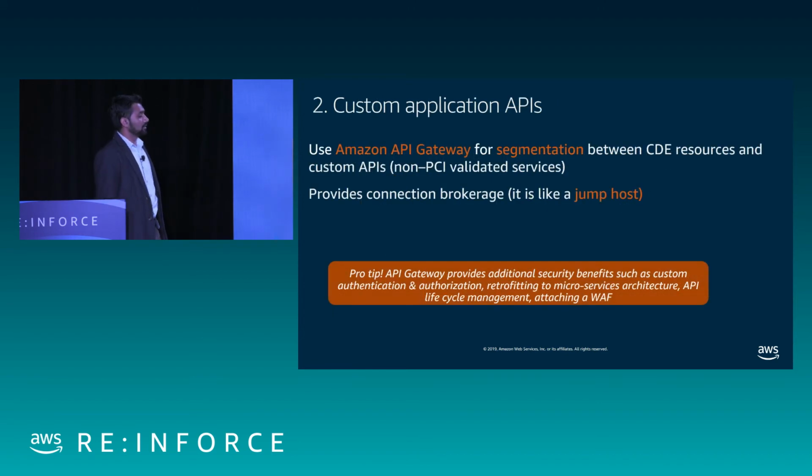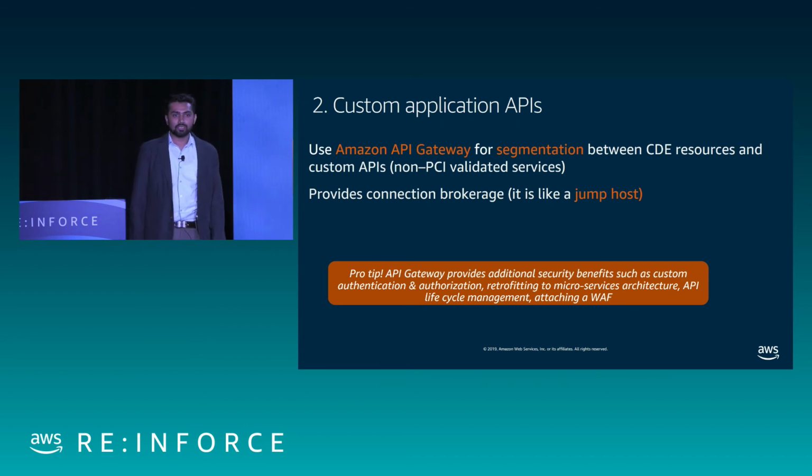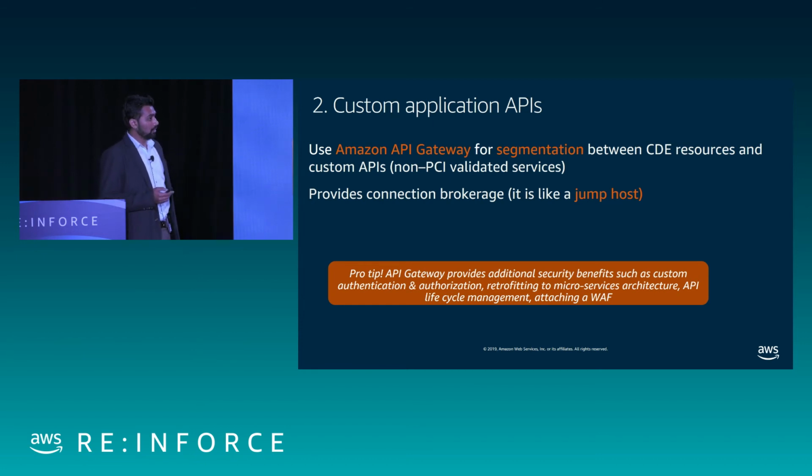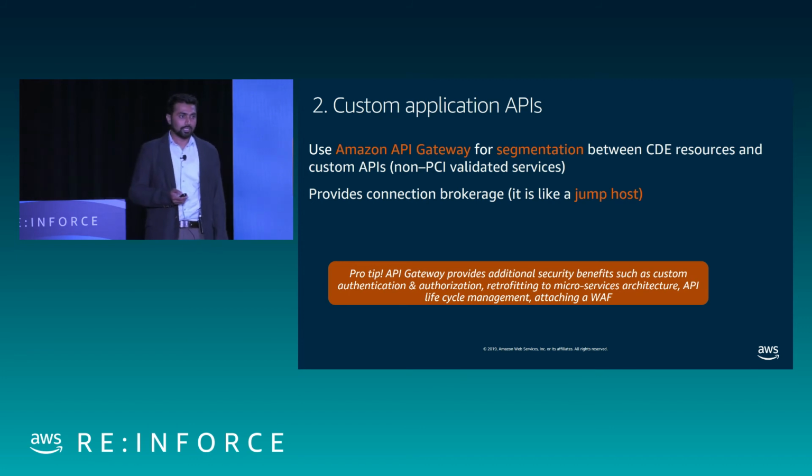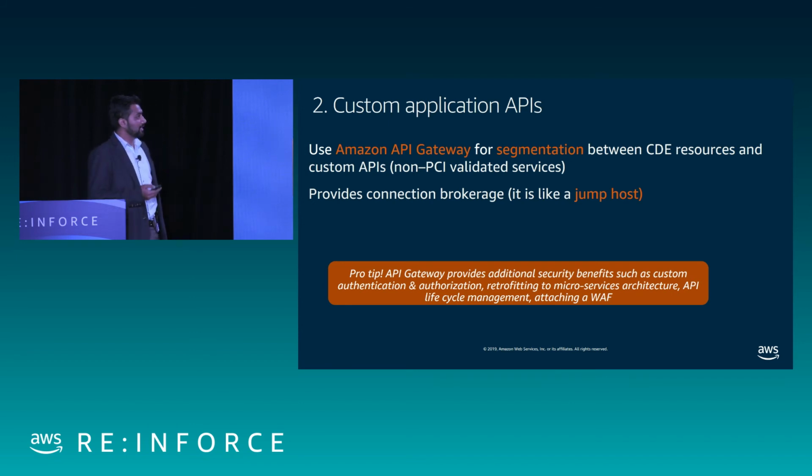Next up is the custom application APIs use case. So we have seen how the API level works for AWS services. But what about custom APIs that you develop? How does segmentation work for those? So say you have a custom app and you develop custom APIs that are communicating with AWS. For that, we recommend something called Amazon API Gateway. Think of it like a jump host. So API Gateway acts as the segmentation boundary there. And it provides additional capabilities such as attaching web application firewalls or enabling microservice-based architectures.